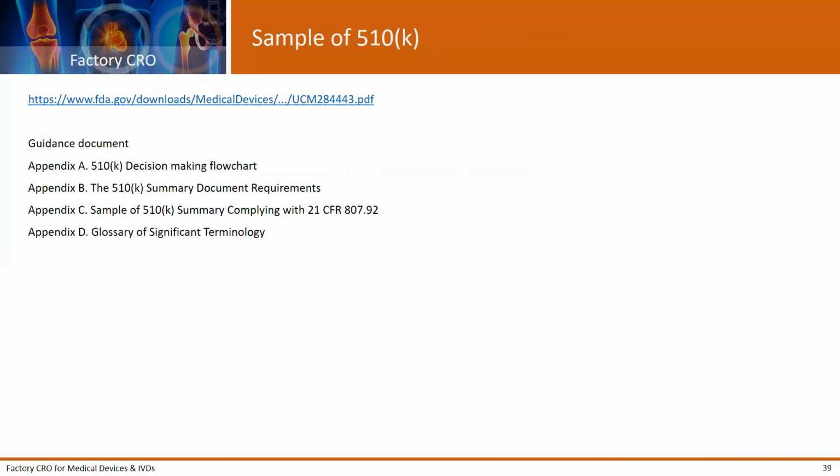If you click on this link, I would like to point out that in this guidance document you have a few very interesting appendices. Appendix C is actually a sample of a whole process, including a 510(k) file, which is a very good read.